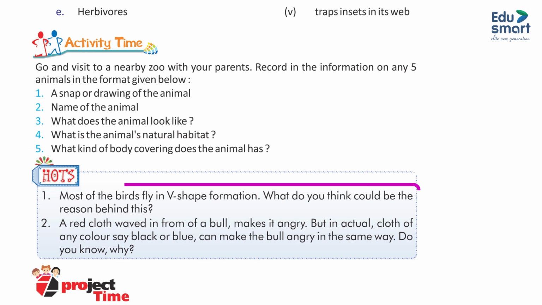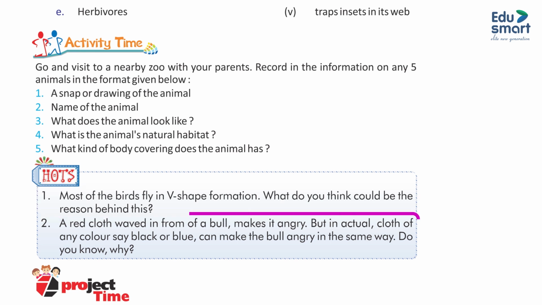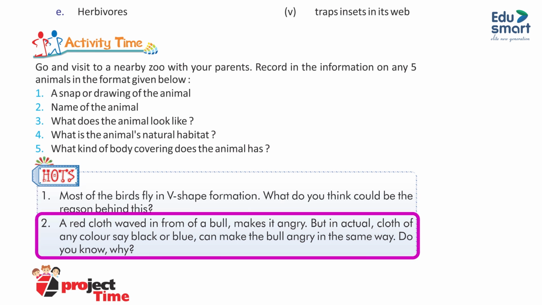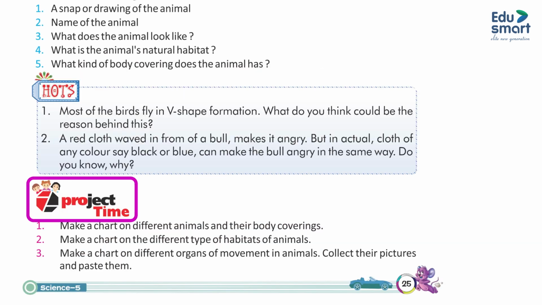Horns. 1. Most of the birds fly in V-shaped formation. What do you think could be the reason behind this? 2. A red cloth waved in front of a bull makes it angry, but in actual, cloth of any color, say black or blue, can make the bull angry in the same way. Do you know why?